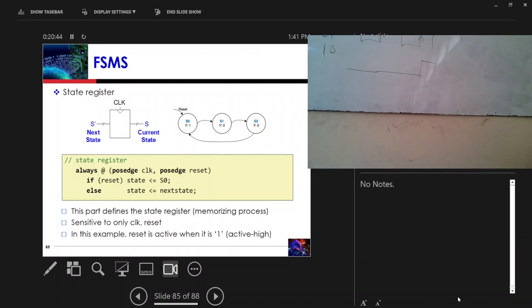Synchronous reset. Look at it. Why? It's always at positive edge of the clock or positive edge of the reset. Why is it synchronous? Because it depends on the clock.